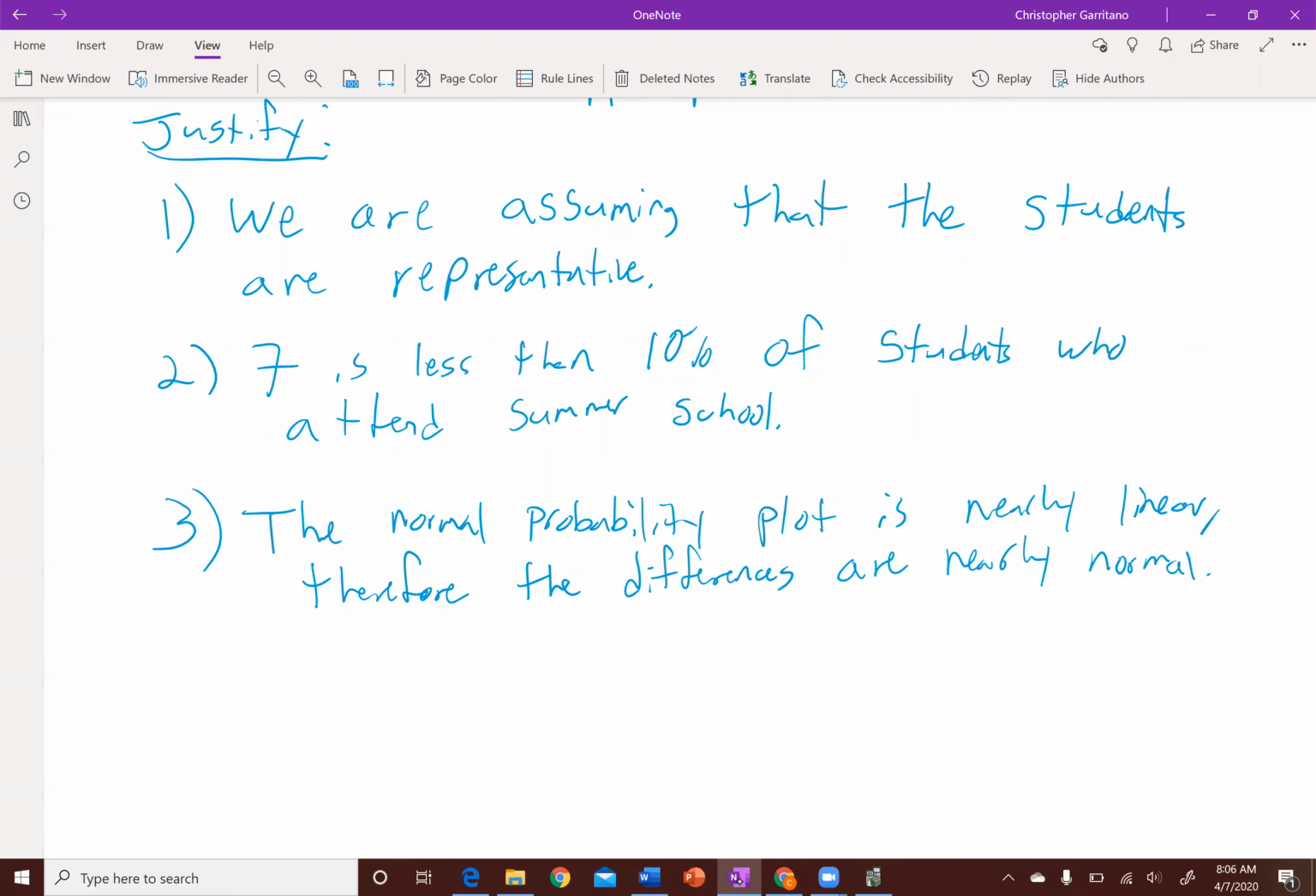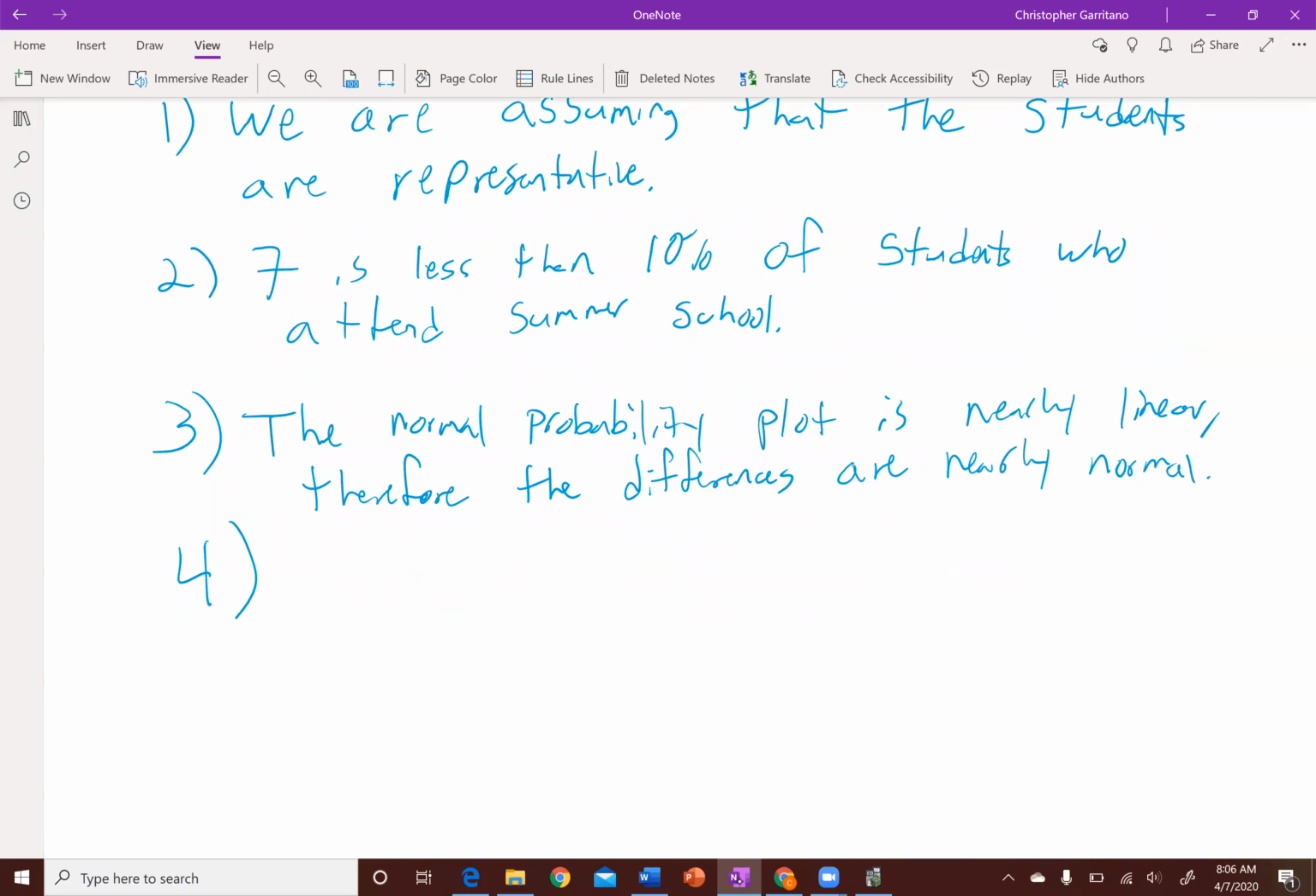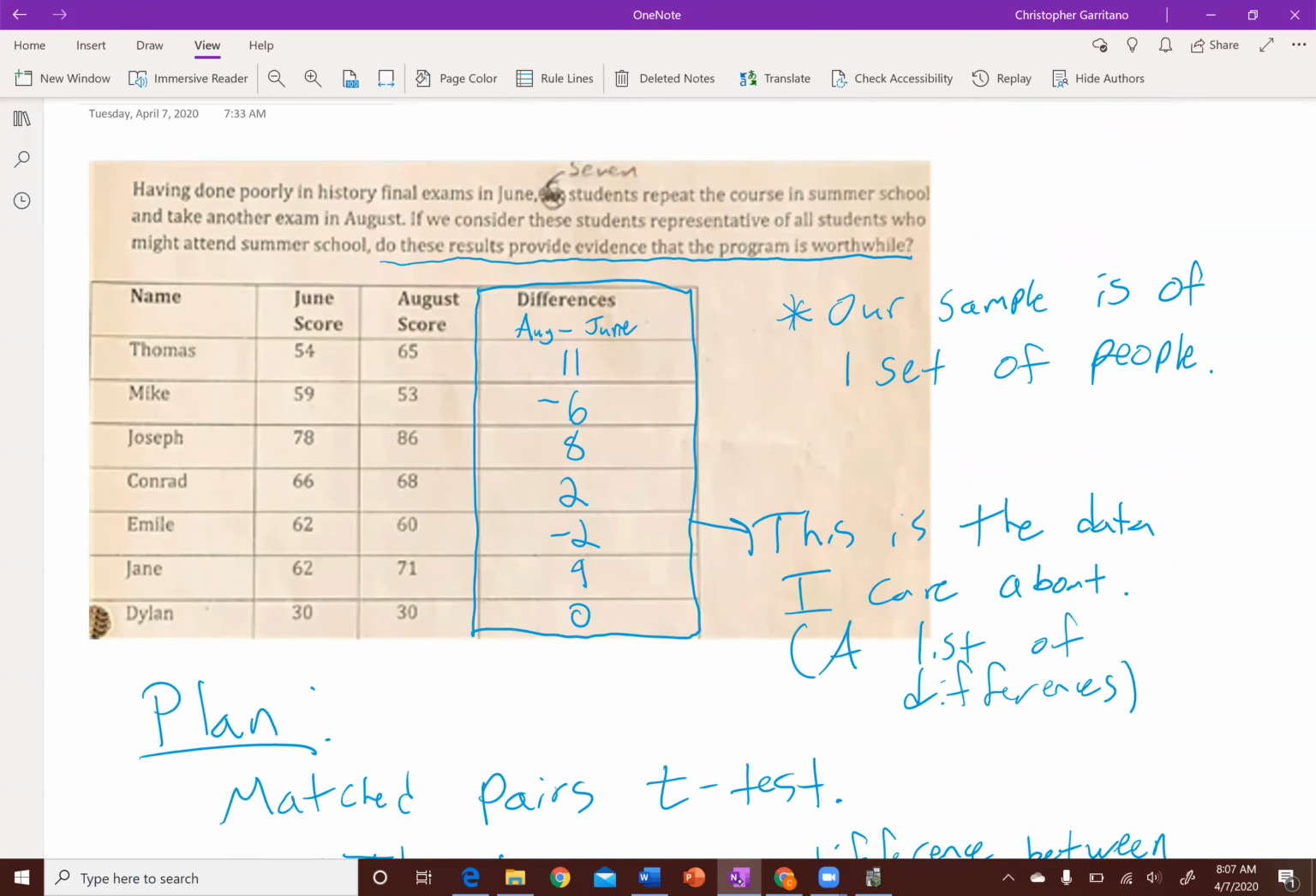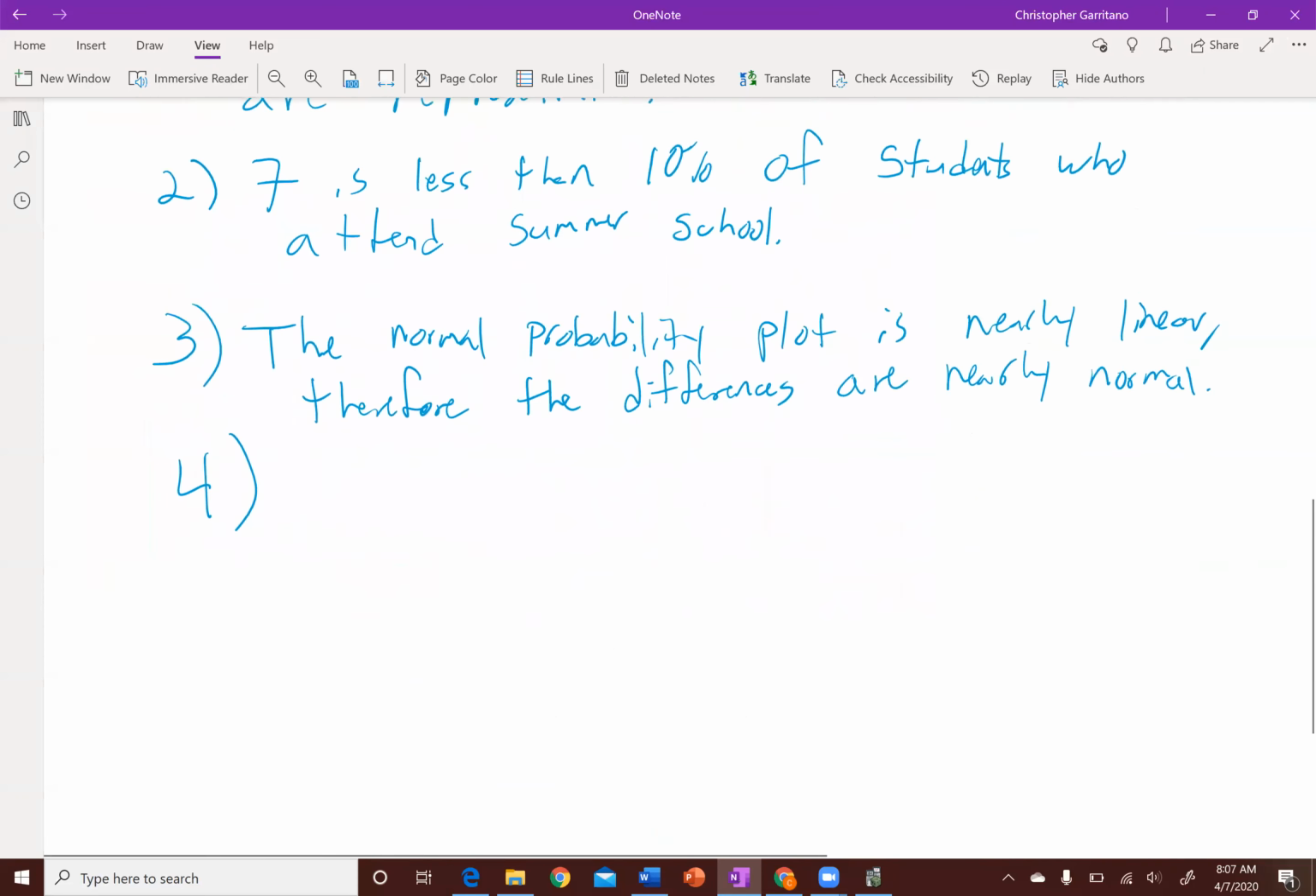Okay, and one last condition with this is we did need 2 sets of numbers in order to get our information, even though each set came from one sample of people. And so we have to make it clear that this information is paired data, and it has to be evident exactly how we're pairing the data. Like I didn't choose Thomas's June score and decide to pair it with Joseph's August score, right? There was a very clear pairing of each one of the June scores and each one of the August scores. And so we can say that this is paired data.